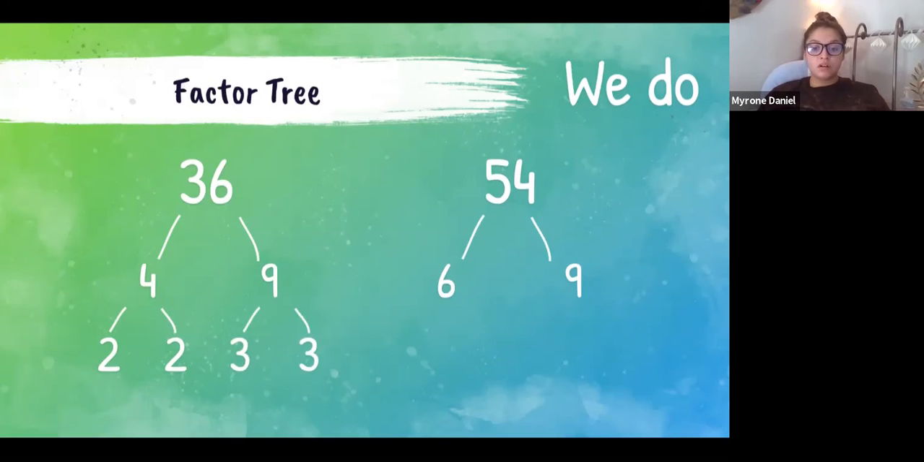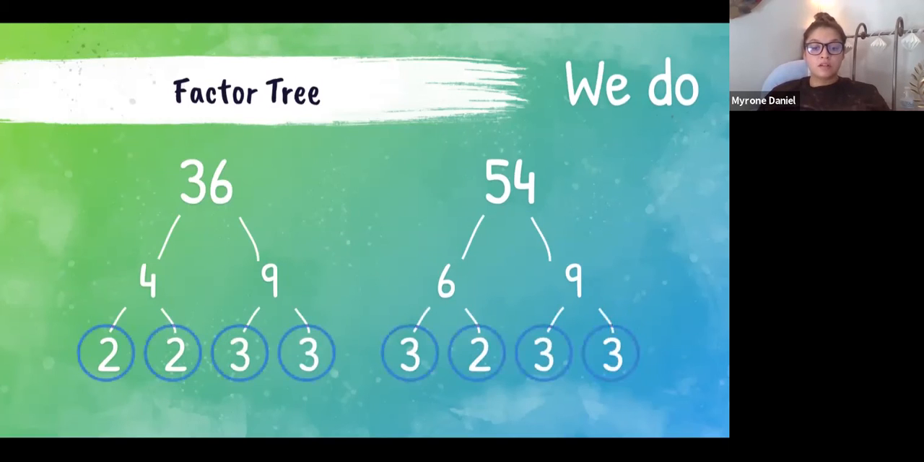And then 54, we have 6. That could be broken down to 3 times 2. And 9 could be broken down to 3 times 3. All of these numbers are going to be our prime factors. But where are the numbers that they have in common? Those are going to be 2, 3, and 3. Those are the numbers that they have in common.